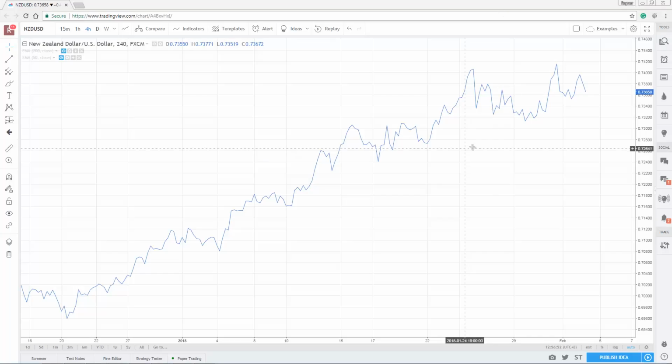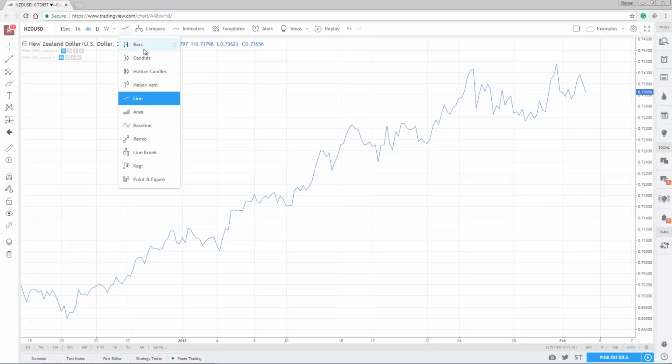What you're seeing here is again the TradingView platform, and if you want to change the chart settings, you just go to this one over here, you click, and you can see that, as I've mentioned, there are different types of chart that you can use: point and figure, Kagi, line chart, Renko, baseline, area, hollow candles, and stuff like that. I'm just going to share with you the three that I just mentioned.